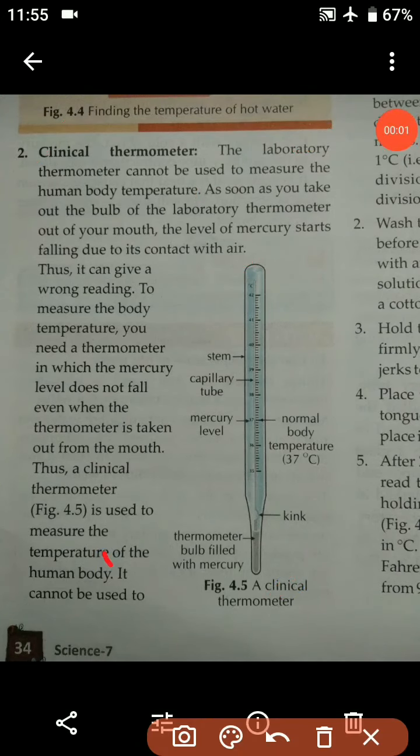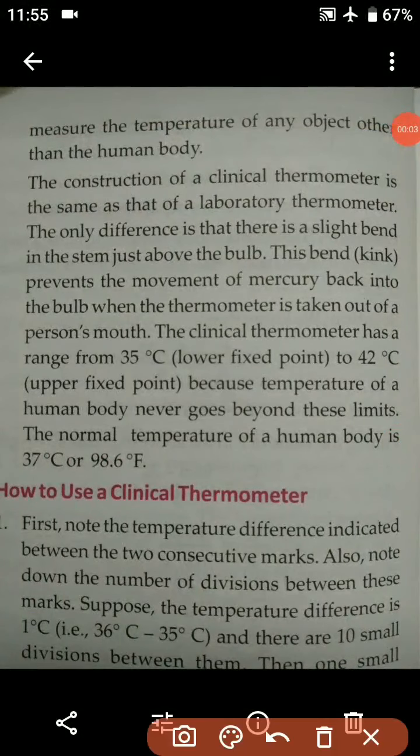It cannot be used to measure the temperature of any object other than the human body. That means the clinical thermometer is used only to measure the temperature of a human body.